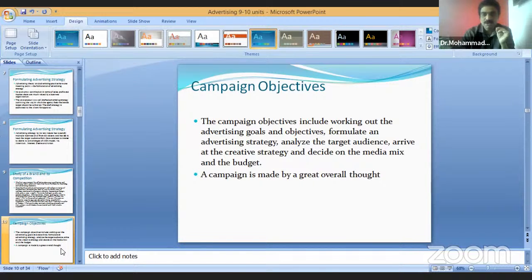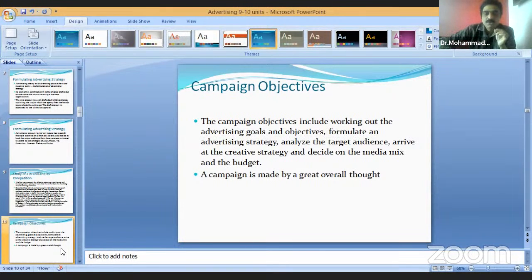So why are we formulating this strategy? What is that end target? Whether we need to promote the brand image, or our end target is to make the audience, the particular viewer, purchase our product. These are the objectives, long-term objectives and short-term objectives. It depends upon the product. So we formulate the objectives.